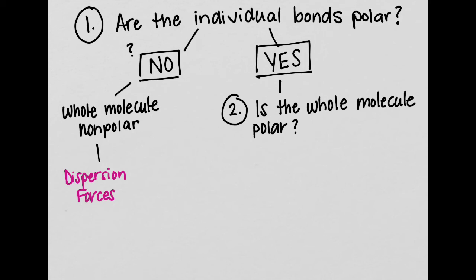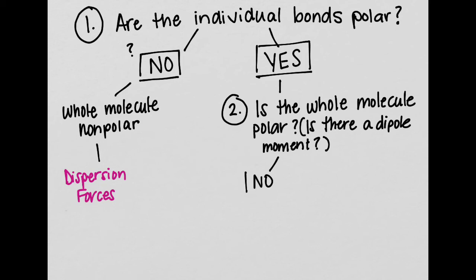If the whole molecule is polar, it has a dipole moment. So if I can answer yes to is there a dipole moment, then I can determine whether or not I still have to keep going on my flowchart. So let's imagine that we answer this question no. We'll go back to that idea of BH3. If there isn't a dipole moment, then the whole molecule is nonpolar. And if the whole molecule is nonpolar, then the only kind of forces that are present are dispersion forces.